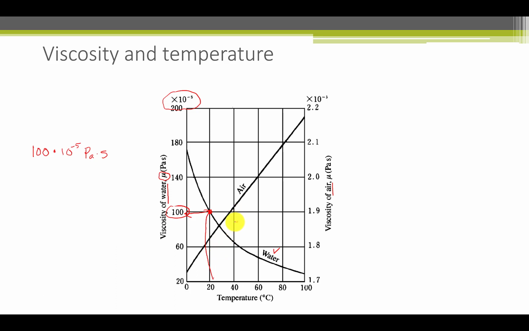Now suppose you wanted to know the viscosity of air. We would move up this line to this point and read off here. So it's about 1.82. And by the same reasoning, we have to multiply by 10 to the minus 5. And this is Pascal seconds.